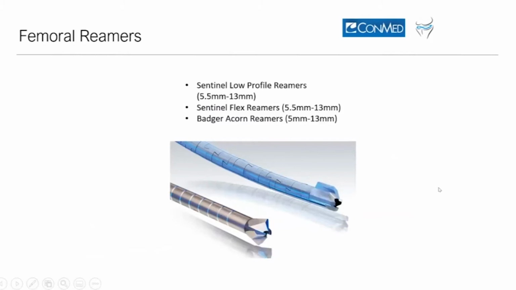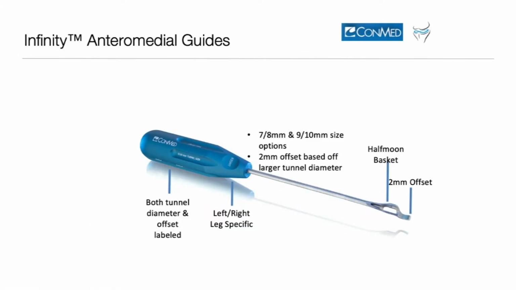The femoral reamers, we still have the Sentinel low profile reamers, and the flexible reamers, and the Badger acorn reamers that have been around for a while. So this allows for accurate drilling on the femur. In addition, for the femur, we have this new femoral guide.